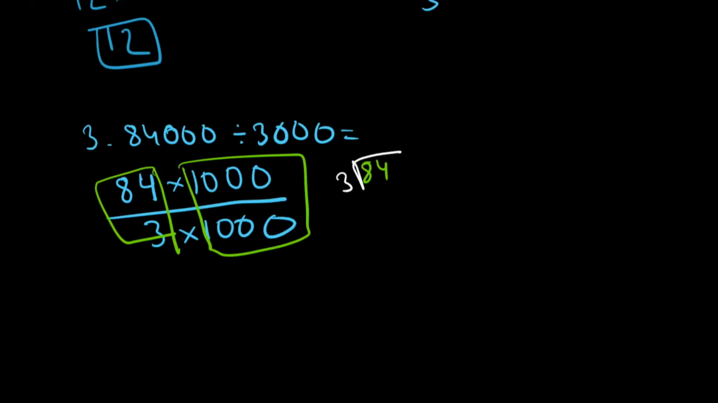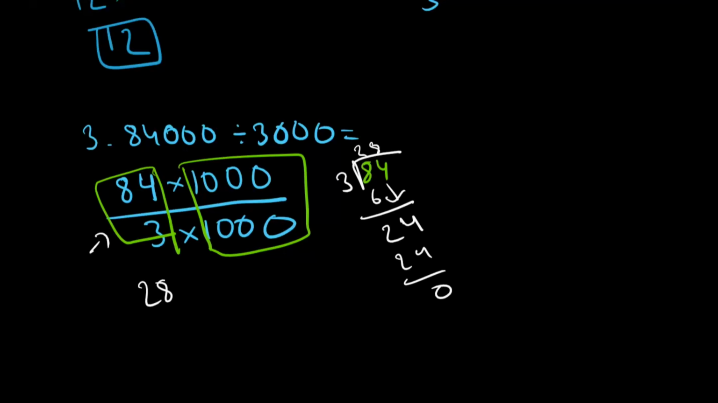So 3 goes into 8 two times, and then we'll have a remainder of 2. And then we drop this. 3 goes into 24 8 times, and with no remainder, so our answer for this part is 28.